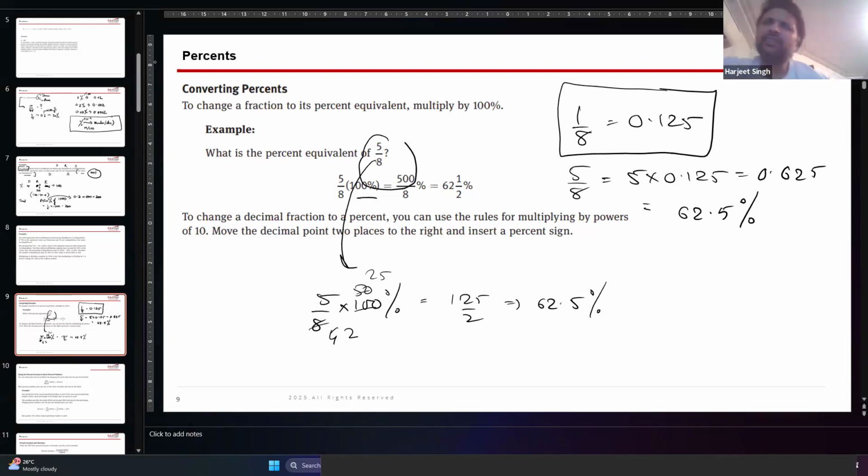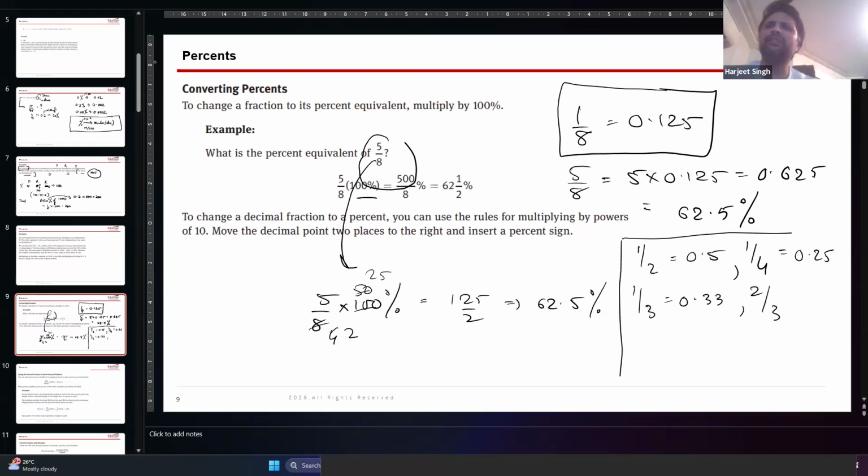So we can solve using some standard fractions, like 1 by 8 is 0.125. Some of these fractions are easy to remember. Half is 0.5, 1 by 4 is 0.25. These are easy. 1 by 3 is 0.33. Related item is 2 by 3, it's 0.67. 1 by 4 we've done. 1 by 5 is 0.2. 1 by 8 is 0.125.